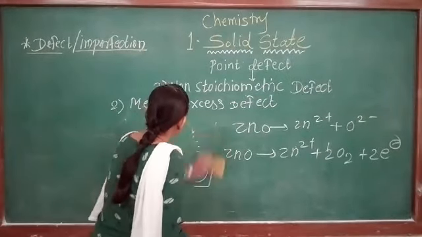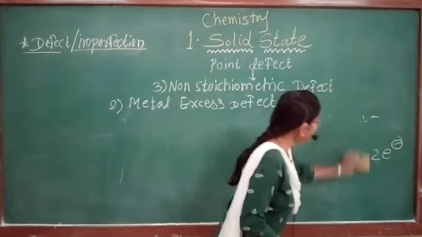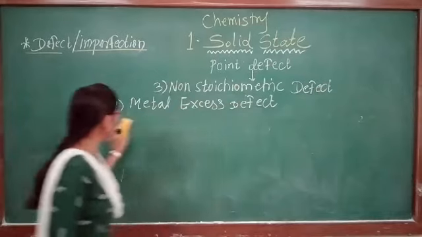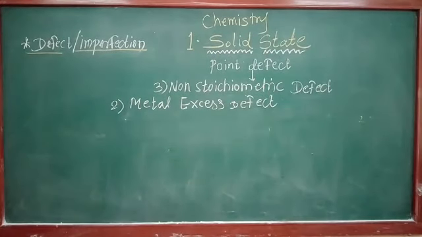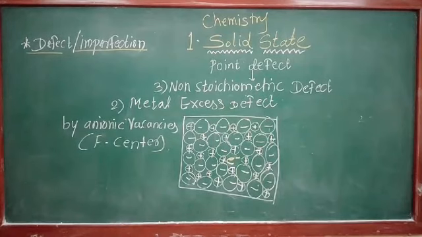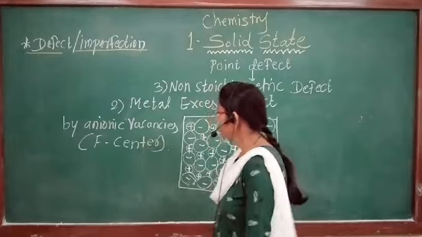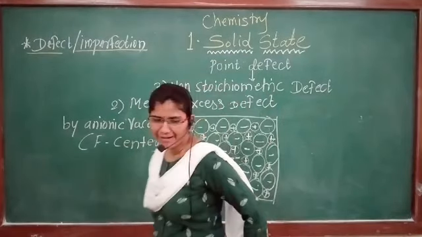The second type of metal excess defect is anionic vacancies. Then what is meant by anionic vacancies? For that, consider the NaCl crystal. The second type of metal excess defect is the anionic vacancy.